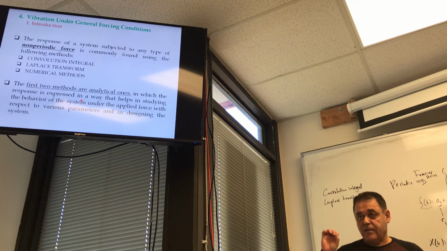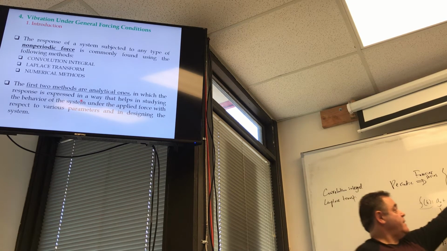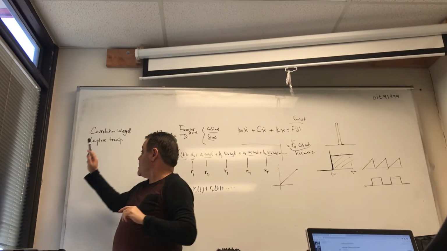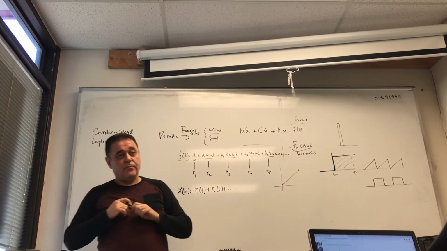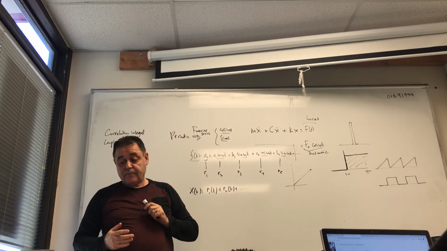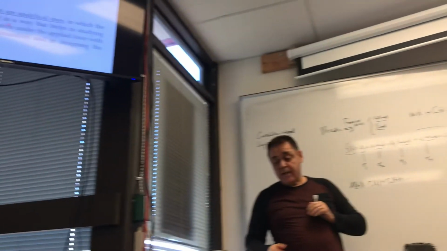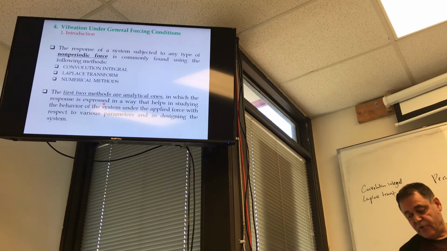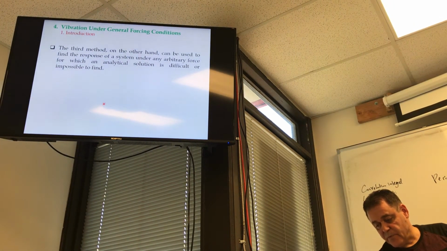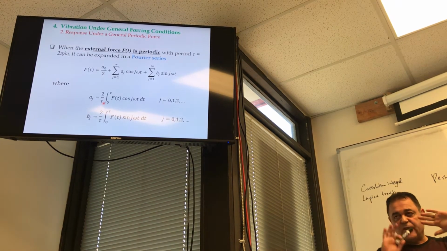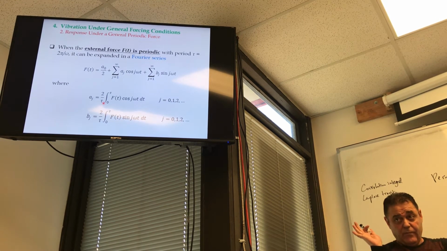So we're just going to look at the two analytical methods, okay? So when you have a force that is non-periodic, in other words, m x double dot plus c x dot plus k x equals f of t that has nothing about a period, then we have to use either one of these two methods to figure out how to get the solution. So the two methods are analytical ones, in which the response is expressed in a way that helps studying the behavior of the system, and we'll get to that. And then the other one is just a numerical method, which is typically done in numerical analysis, which we're not going to do. So that was the first section, just to give you an overview of what's going on.